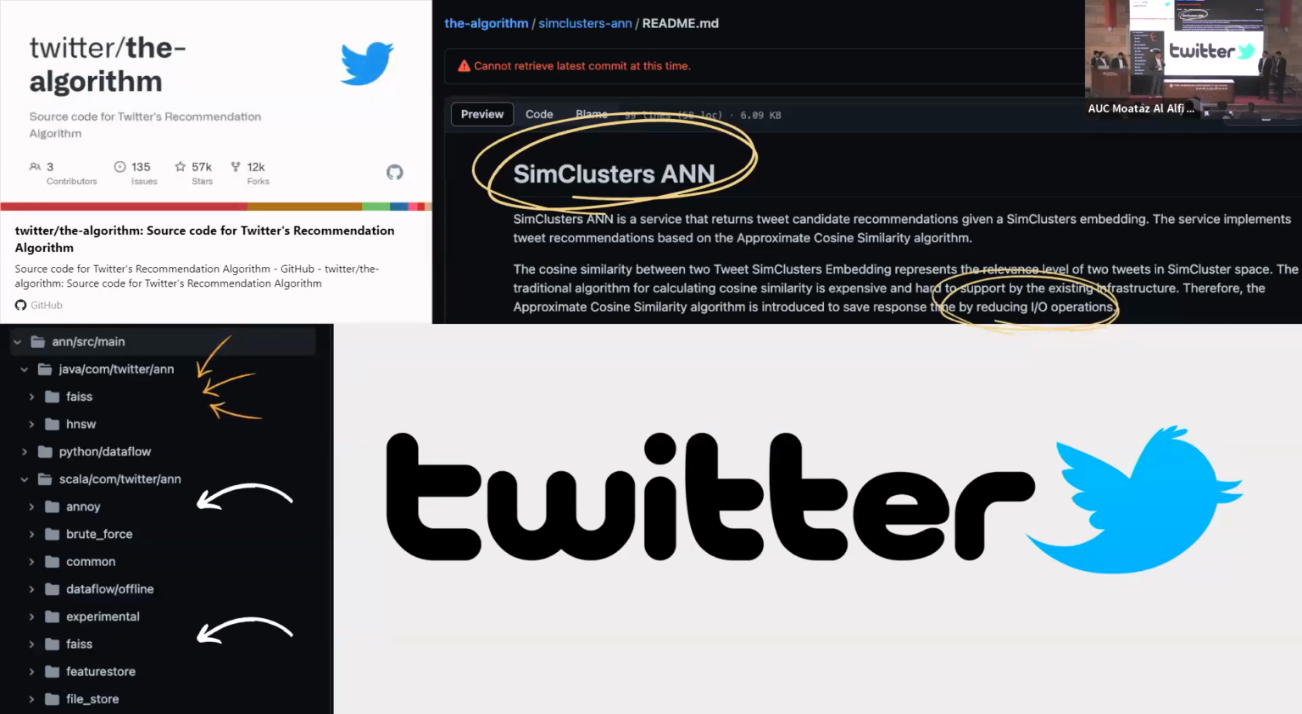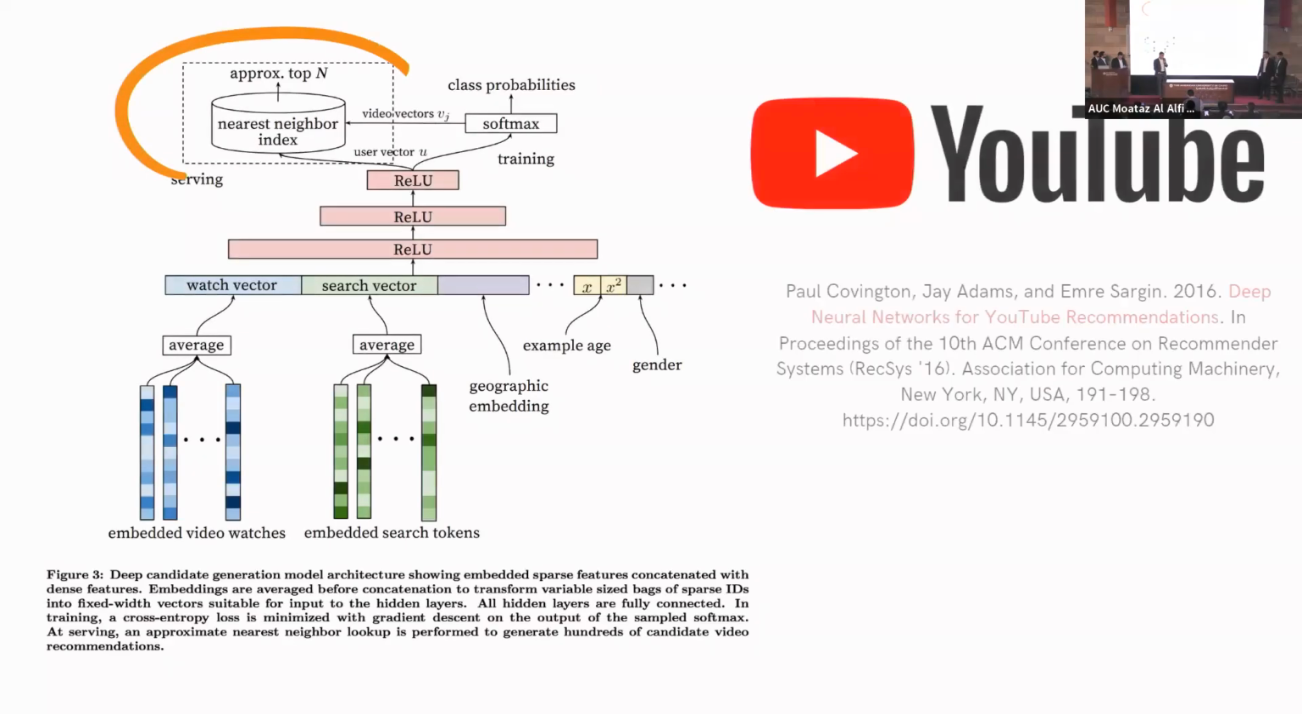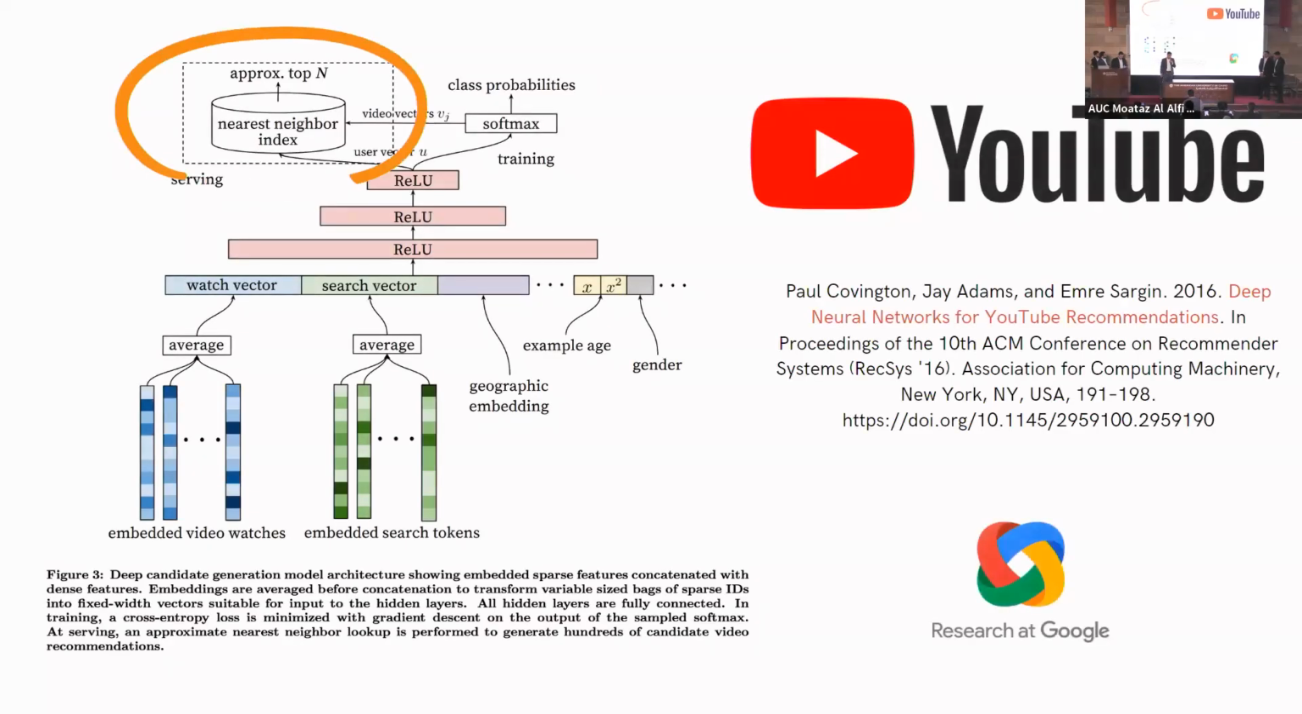And if you take a closer look at the code, you would find that they use 2 very famous ANN libraries, namely Faiss and HNSW. And it's not only Twitter that uses ANN. Also YouTube, in a paper that they published in 2016 highlighting how the recommendation engine works, combine a watch vector, search vector, and some other filters into a vector embedding.